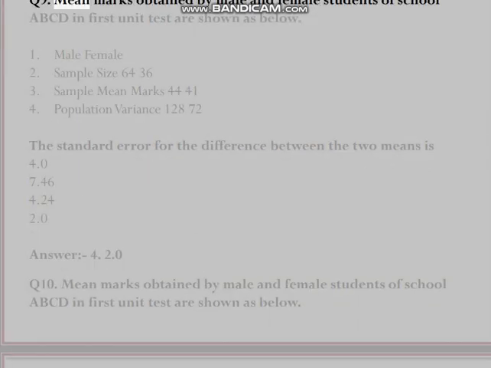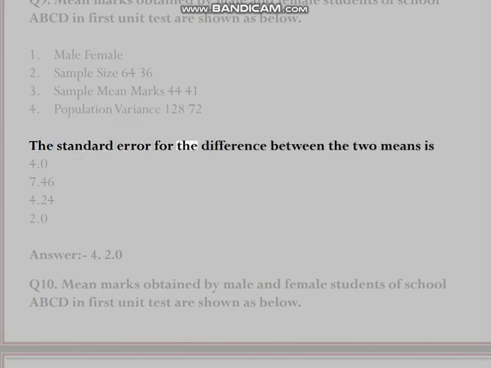Q9. Mean marks obtained by male and female students of school ABCD in the first unit test are shown as below. Sample size: 64 and 36. Sample mean marks: 44.4 and 41.4. Population variance: 128.72. The standard error for the difference between the two means is: 1. 4.07, 2. 46, 3. 4.24, 4. 2.0. Answer 4. 2.0.